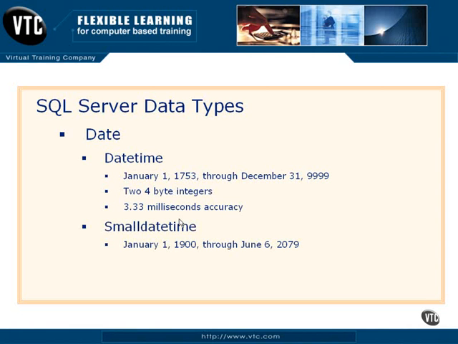Smalldatetime is probably more realistic in most situations. This allows you to store dates from January 1st, 1900 through June 6, 2079. If you need to forecast past 2079, you'll have to go to datetime. This one uses 2 2-byte integers, or 4 bytes, and it gives you up to 1 minute of accuracy as far as the actual date and time stamp. So sometimes this millisecond accuracy will force you into datetime.